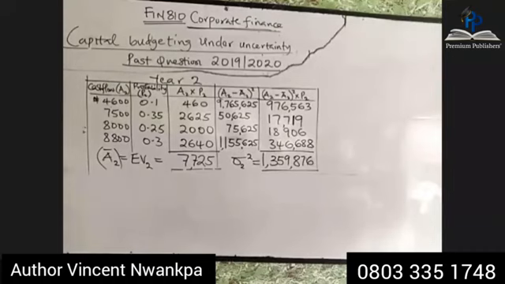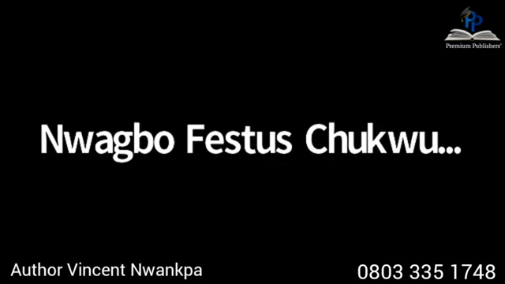Remember, we're talking about the first part of capital budgeting under risks and uncertainty. So there must be probability on this part. Except the other one that does not involve probability, we will talk about that one later. Is it clear? Very clear.